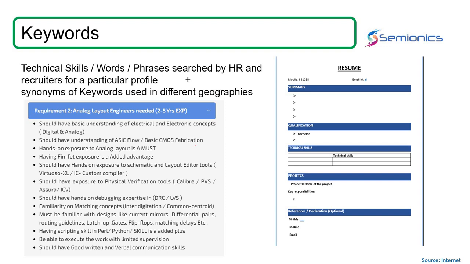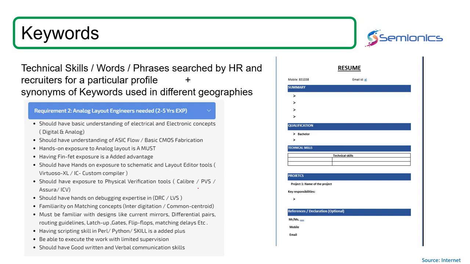Should have understanding of ASIC flows, basic CMOS fabrication, hands-on exposure, having FinFET exposure. Exposure means being aware of it, but hands-on is something which you've actually done. So, for example, the names of the tools, the names of the companies. These tools are used in the industry: layout tools, schematic tools. These are all the keywords we use. Virtuoso is a layout tool. IC Compiler is the same kind of layout tool, but from a different company. You never know which company is looking for what kind of skill, so you mention both in a different way.